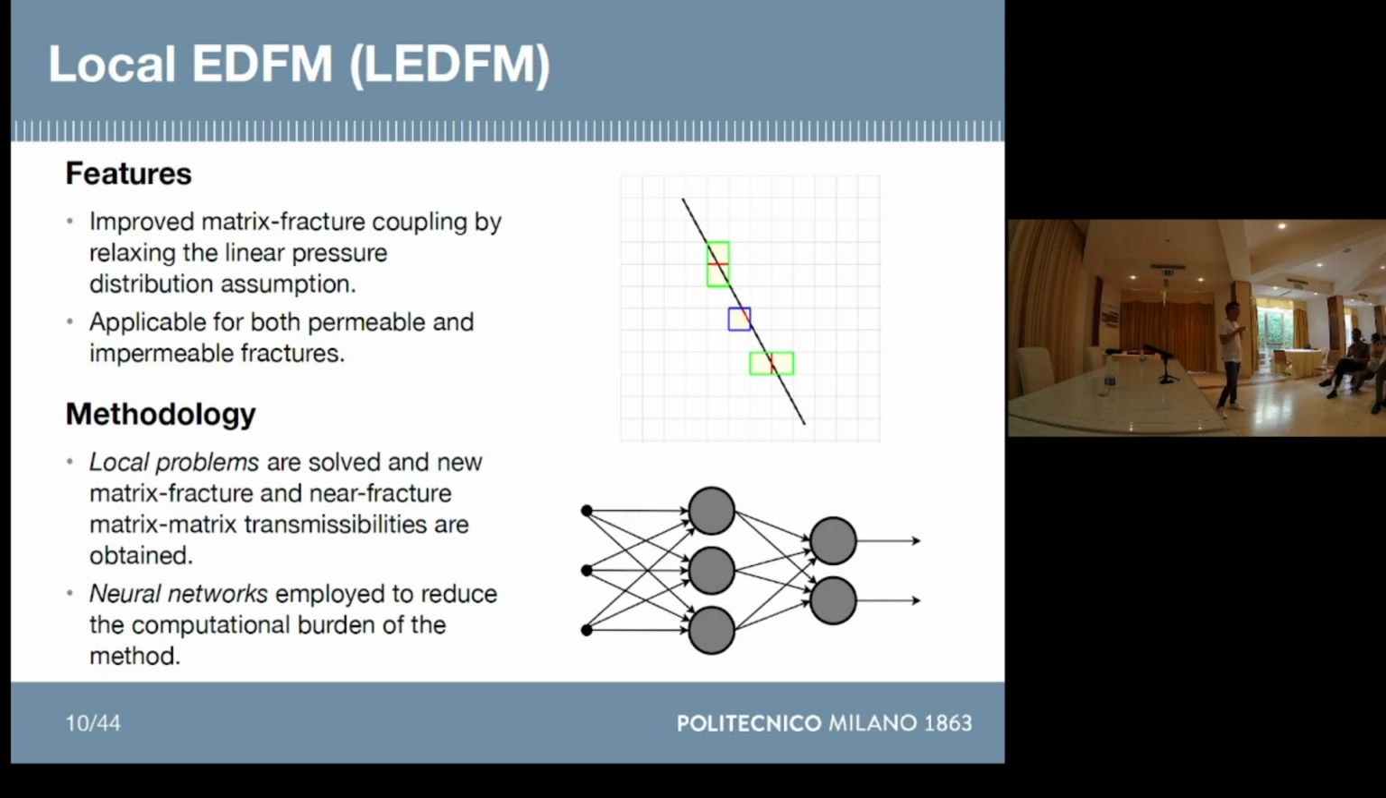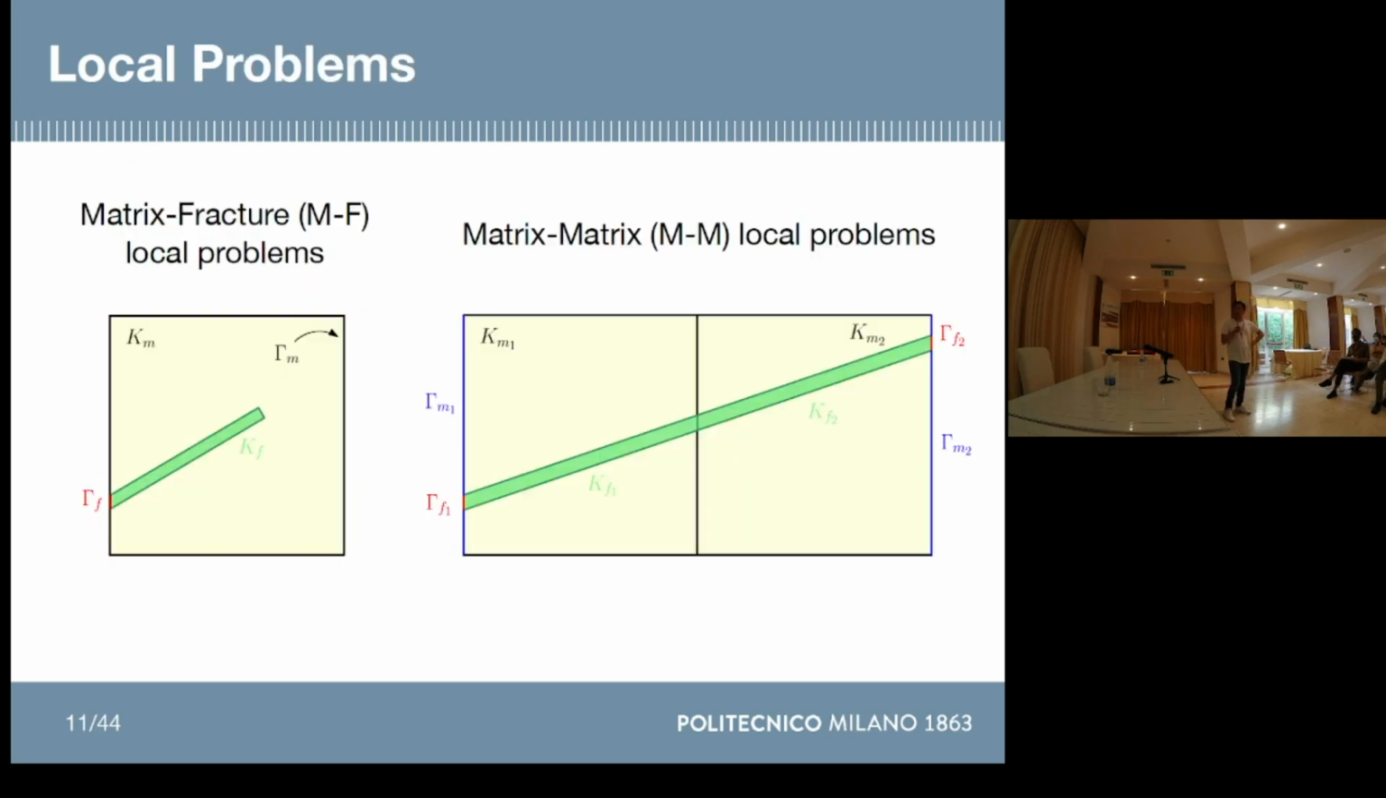This procedure could be very costly, especially if we have grids with a lot of elements, so very fine grids. And in order to reduce the computational burden of the method, we employ neural networks. This is in the second phase, obviously. We introduce two types of local problems, a matrix-fracture one and a matrix-matrix one. What we assume here is that I consider only one fracture in the local domains, and the fracture should not lie on the domain boundary.